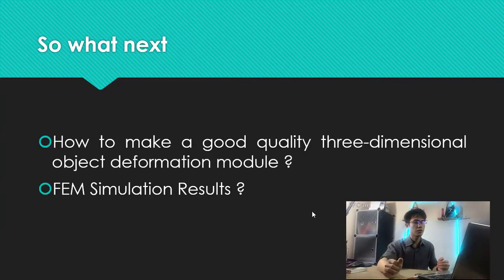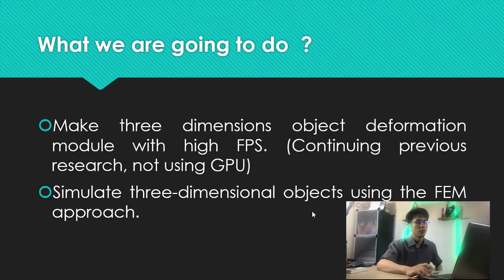Okay, next. We will create a 3D object simulation using the finite element method. Here, I would like to make a 3D deformation object, especially of internal organs, by using GPU acceleration. Why do I explore GPU? Because it can make the FPS better and faster compared to not using a GPU.